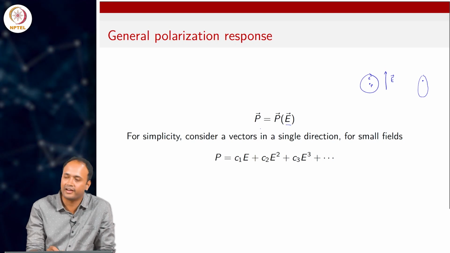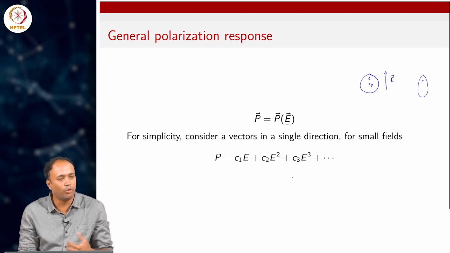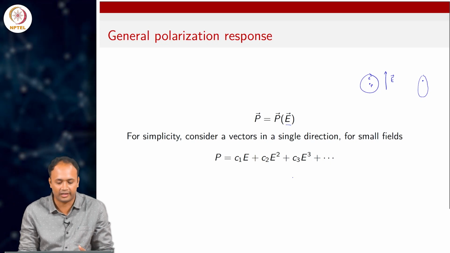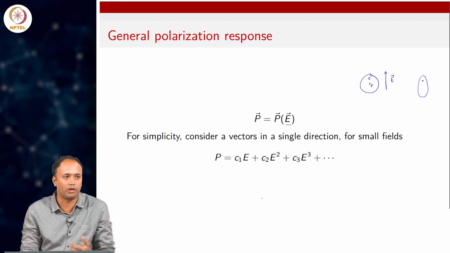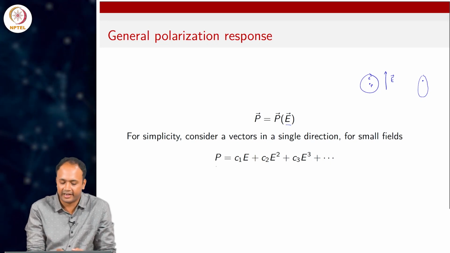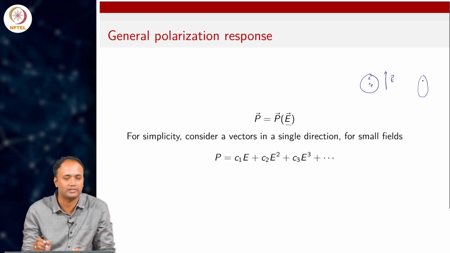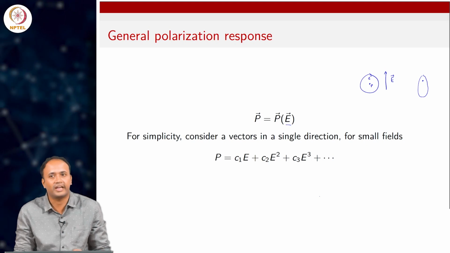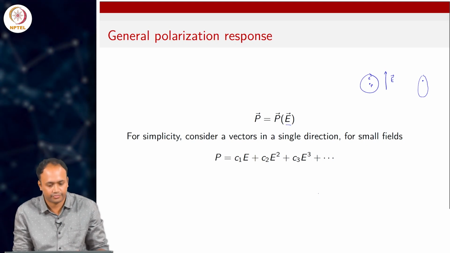So therefore in general the polarization should be a function of the electric field, but a more general expression for this polarization should be, if I expand it in a Taylor series, for a small field about some mean value of the electric field, then I get an expansion which looks like P is equal to C1 E plus C2 E square plus C3 E cube and so on. So that's the most general expression for the polarization vector.